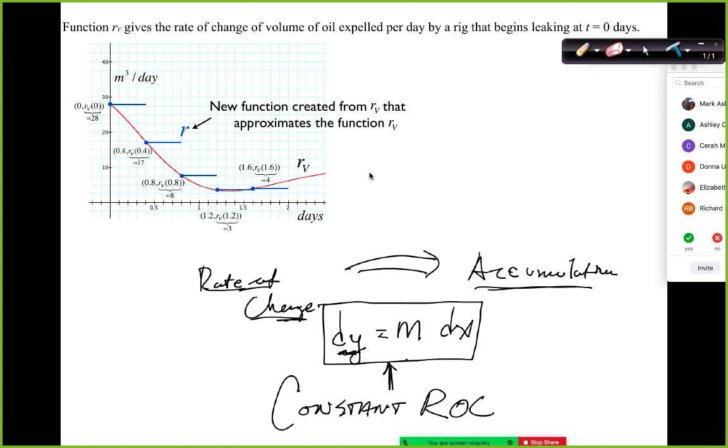Does that make sense? So the reason for this very poor approximation is that it's got constant rates. We know how to do the math of constant rate to get little changes, and then we can add up the changes.